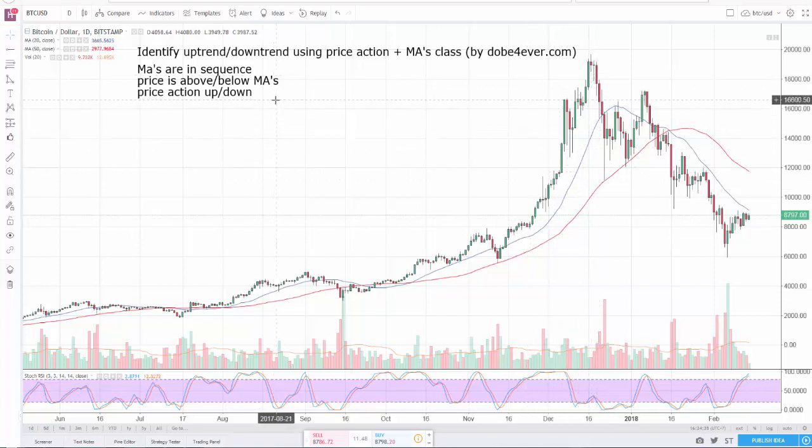And the third rule is price action. For an uptrend, the price action needs to be going up. Price action equals highs and lows. So price action going up means higher highs and higher lows, and price action down means lower highs and lower lows. So in the case of the uptrend, the 3 rules are: moving averages in sequence, the smallest moving average at the top and the bigger moving average at the bottom, the price above moving averages, and the price doing higher highs and higher lows.